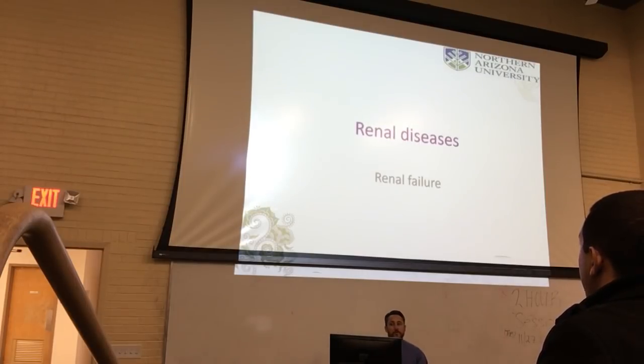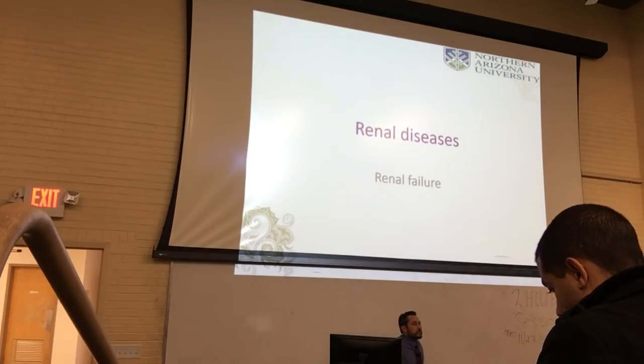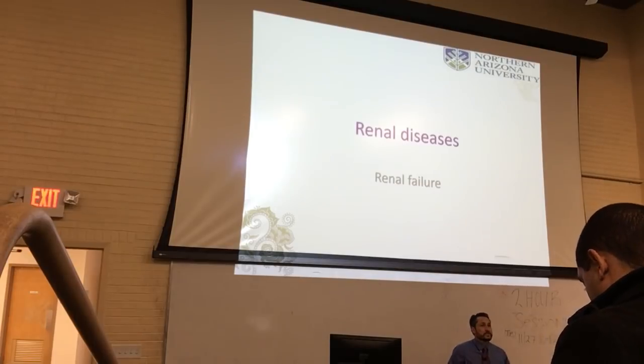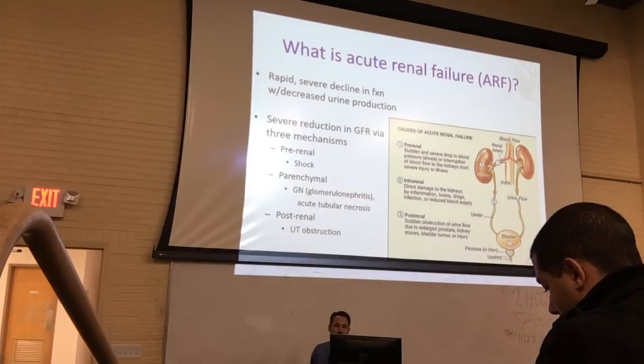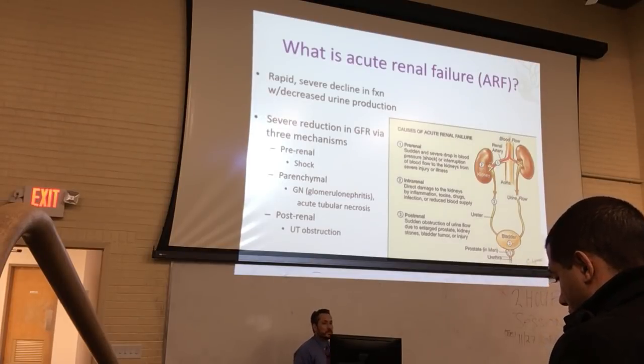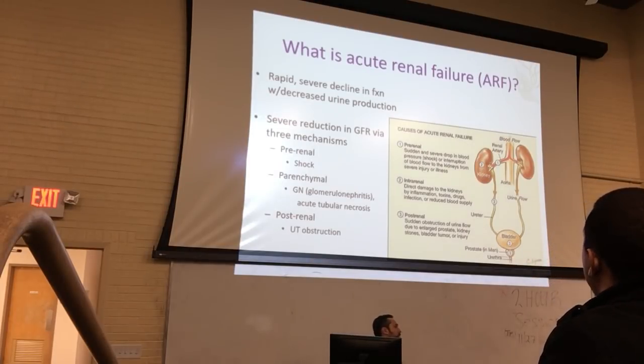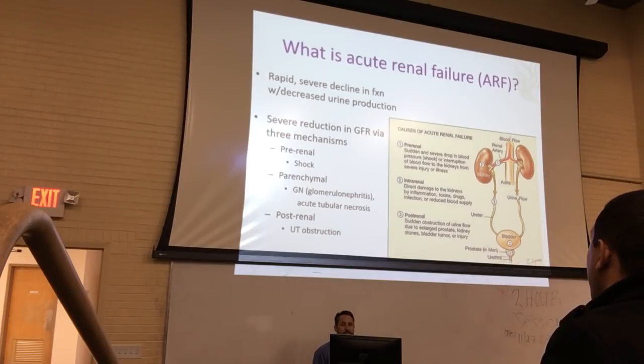All right, so glomerular nephritis to renal failure. So let's talk about renal failure. What's acute renal failure? Acute renal failure is a rapid and severe decline in function with oliguria, or decrease in urine production. We've got a severe reduction in glomerular filtration rate, and it usually occurs via 3 different mechanisms.